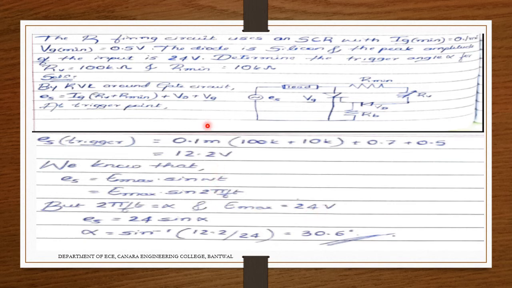So we have mentioned here the maximum voltage E max. ES is now 12.2 volts, we have got it here, equals 24 into sine alpha. So that is 12.2 divided by 24, sine inverse of it is the alpha. What is the value we got? 30.6 degree. For this we need to have an idea of the circuit there. Without that circuit we cannot analyze the problem.